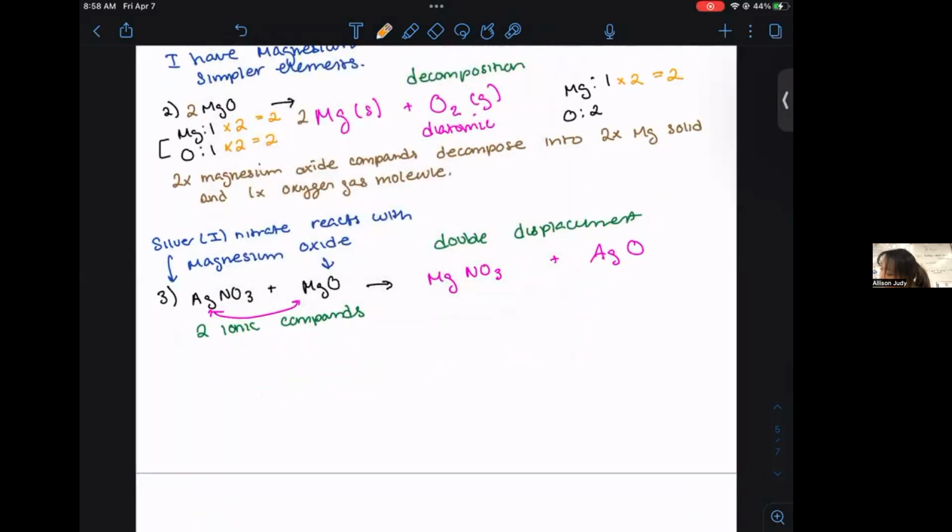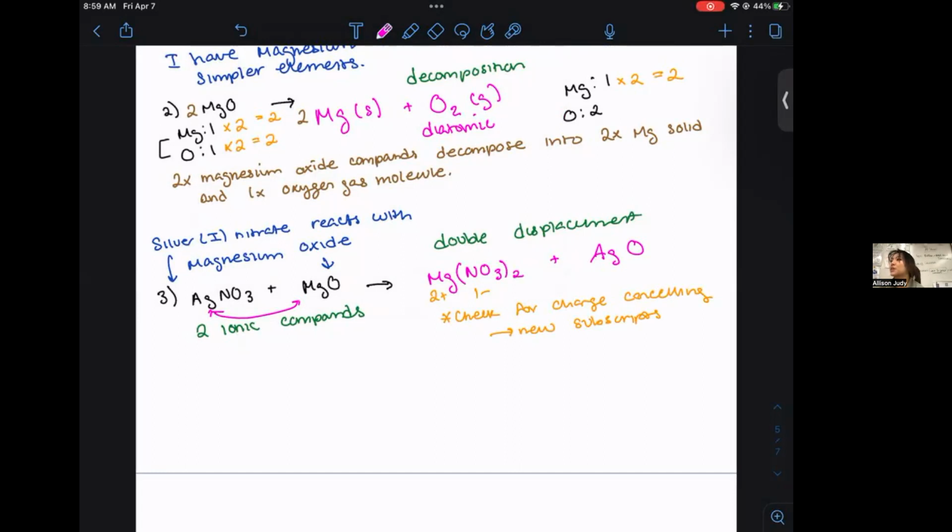Excellent. I have to check for charge canceling, which means I've got to figure out my new subscripts, because I make 2 new ionic compounds, which means I make 2 new charge combinations. So now, what I'm going to see is that magnesium is a 2+ charge. Nitrate is a 1- charge. So how many nitrates do I need? 2.